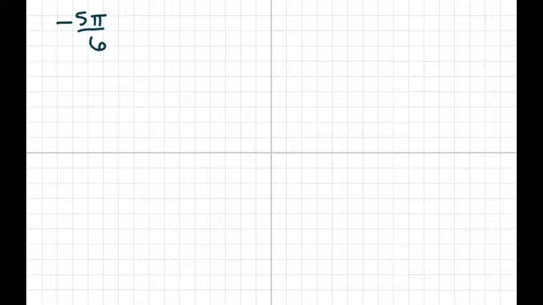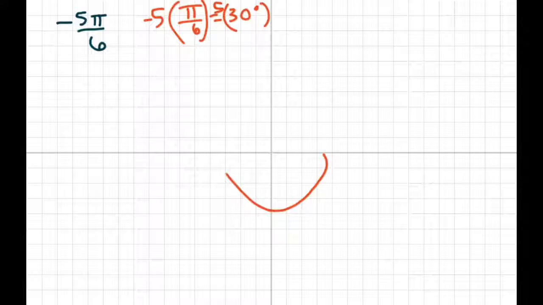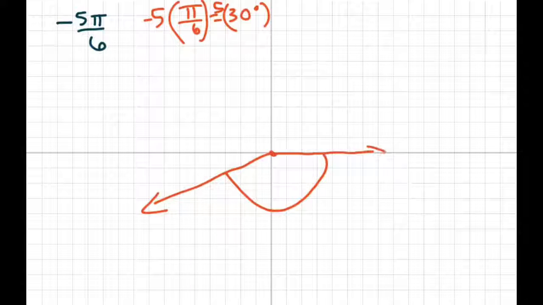And one more, negative 5 pi over 6. So just remember, pi over 6 equals 30 degrees. So that just means we have 5 of them, and we're going to go clockwise when we draw it. 5 30s. So this is 3 of them. Need 2 more. So it's right about there. We're just sketching it. This is your initial side. This is your terminal side. And when you draw up, this would be pi over 6, 30 degrees.